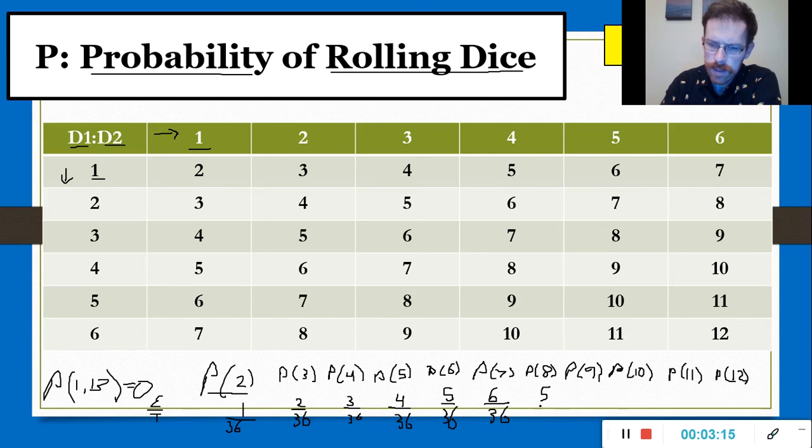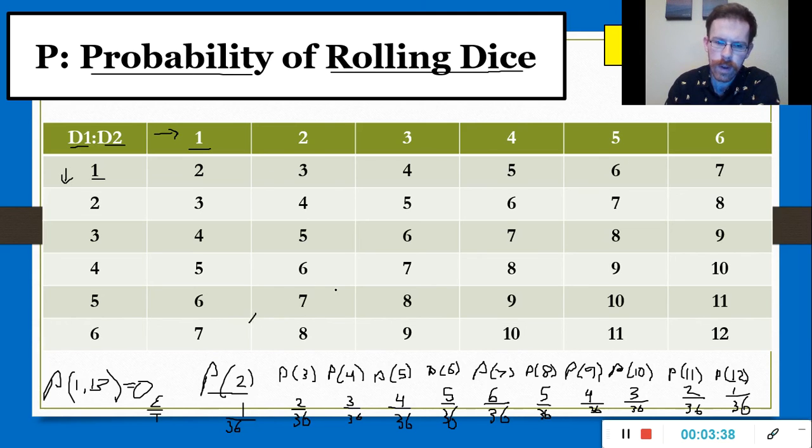But at this point, it starts going the other direction. Probability of getting an 8 is 5 out of 36, a 4 out of 36, a 3 out of 36, a 2 out of 36, and a 1 out of 36 for the probability of rolling a 12. It goes in a pattern. All those patterns are what is in here.